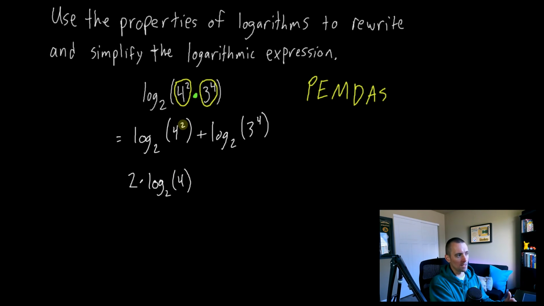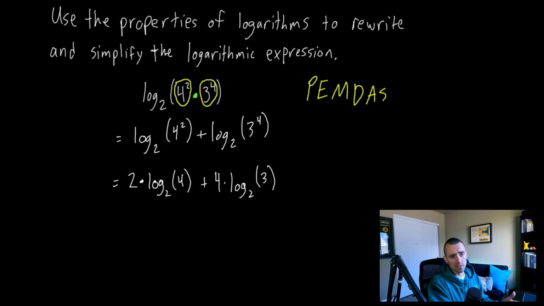So we've just taken our 2 from our power and moved it down in front as a coefficient, and left everything else as it was. Same thing here. We're just going to take our exponent, move it down in front. So 4 times log base 2 of 3. So now this is equivalent to what we had up here. So now what we've done is we've broken this all out into the simplest terms we possibly could.